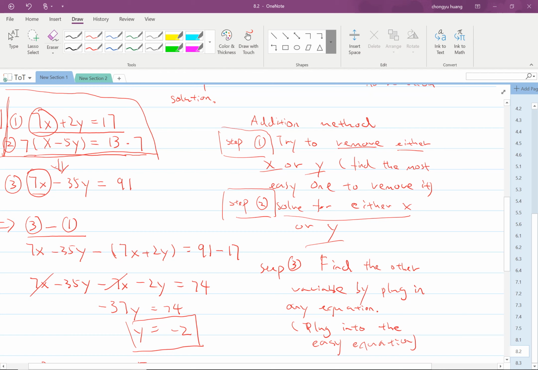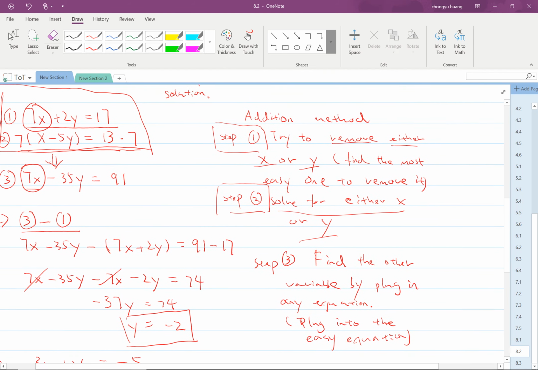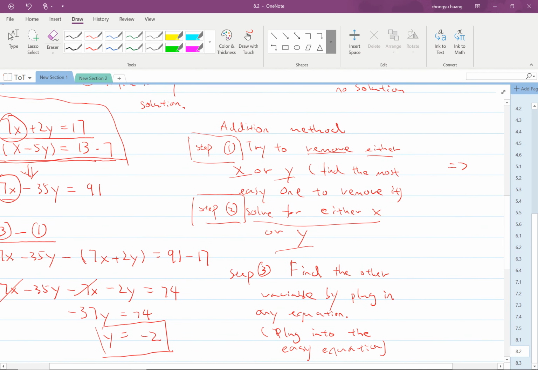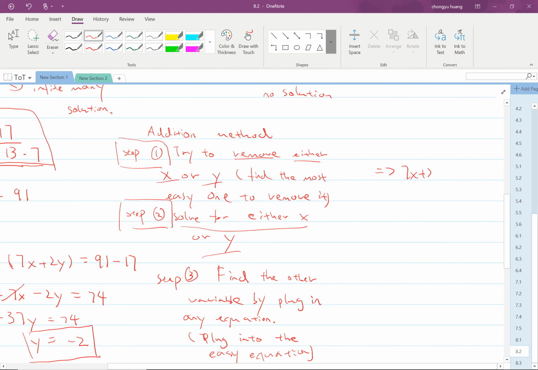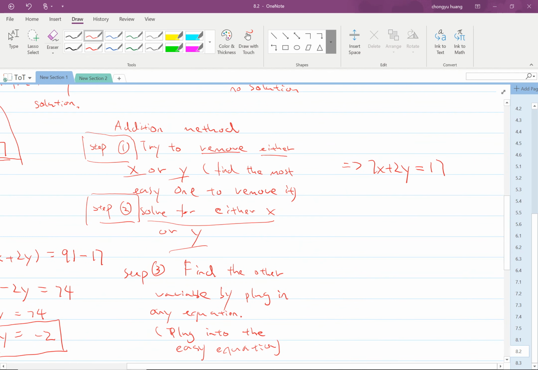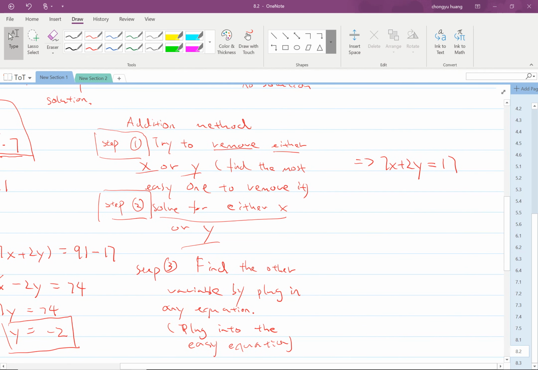Here I think the first one is much easier. So let's plug in. Let me write down the first one. The first equation is 7x plus 2y is equal to 17. Now we got y is negative 2. So you plug in 7x plus 2 multiplied by negative 2 is equal to 17. 7x is equal to 21. x is just gonna be 3, right?